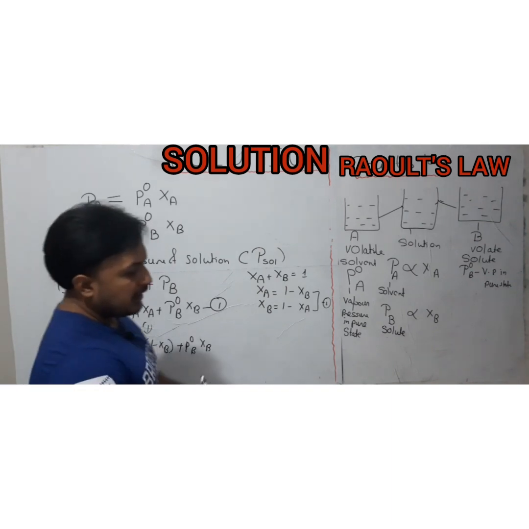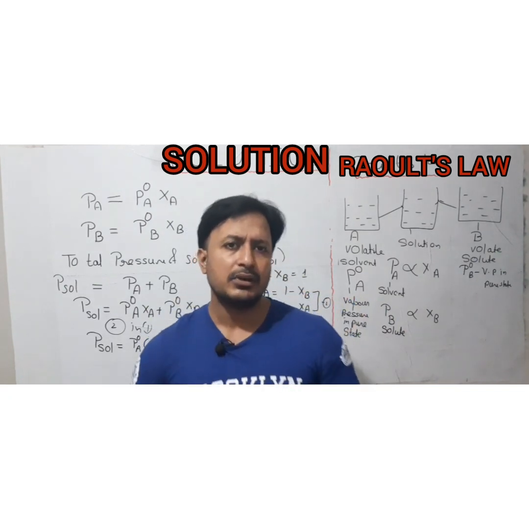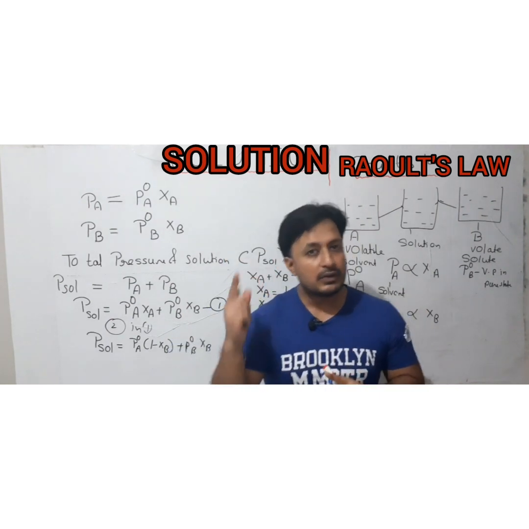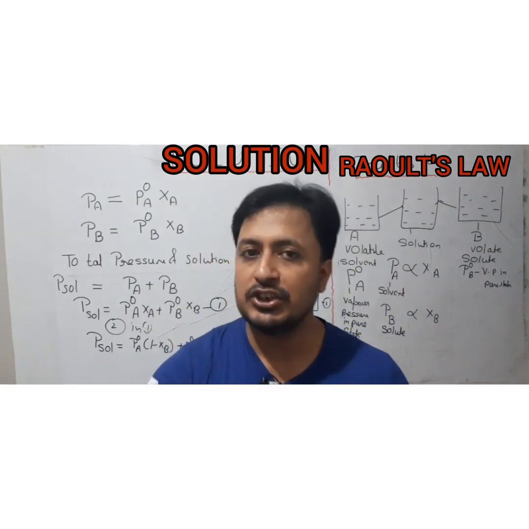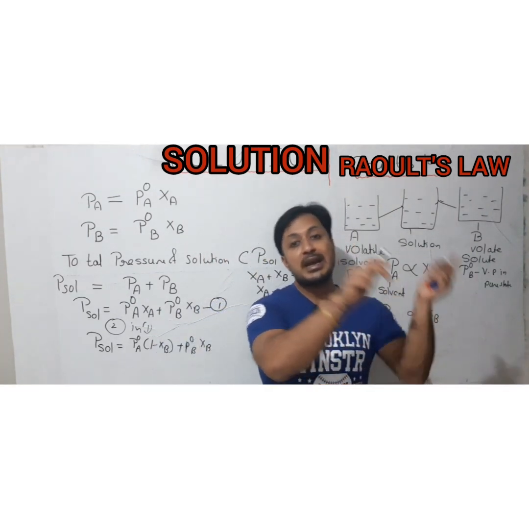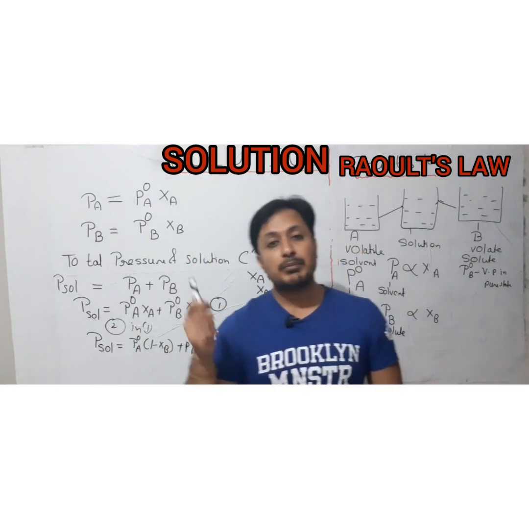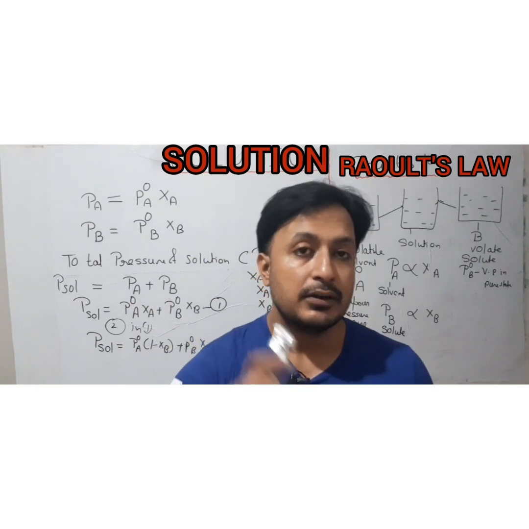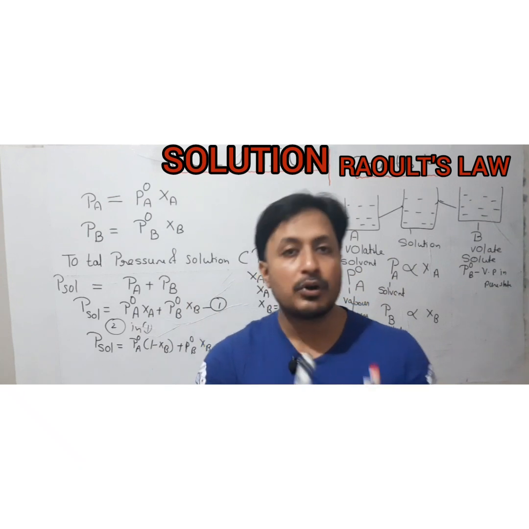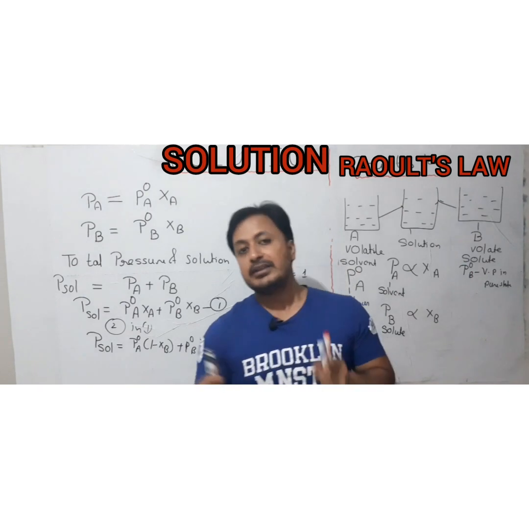Now, one more important thing: Raoult's law and Henry's law look similar, the only difference which you must know is the constant. In case of Henry's law, the constant we use is KH, Henry's constant, because that is the solution prepared by using a gas in a liquid. And here the constant is the vapor pressure of a component in pure state, that is P naught A or P naught B, because here the solution is prepared by using both components as liquids. So that is the difference between Raoult's law and Henry's law.